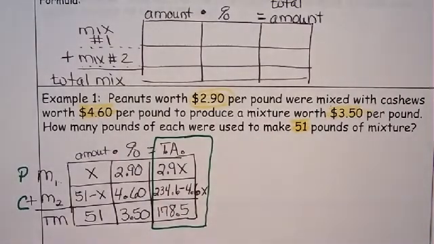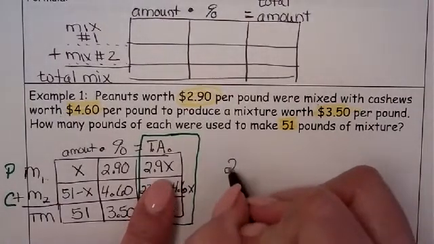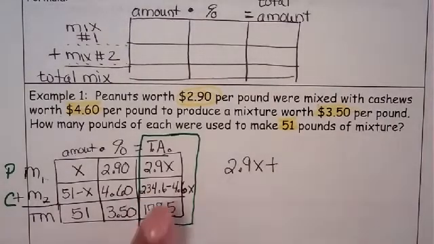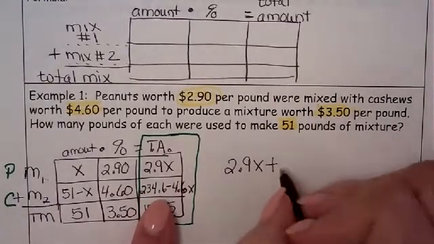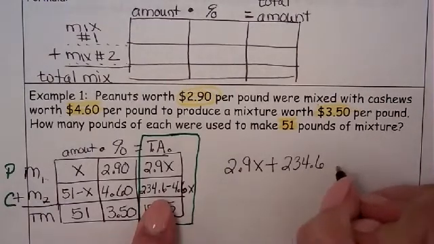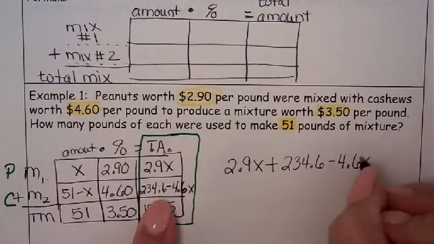So let's do that right here beside it. I'm going to do 2.9x plus, right here, I'm going to have 234.6 minus 4.6x.